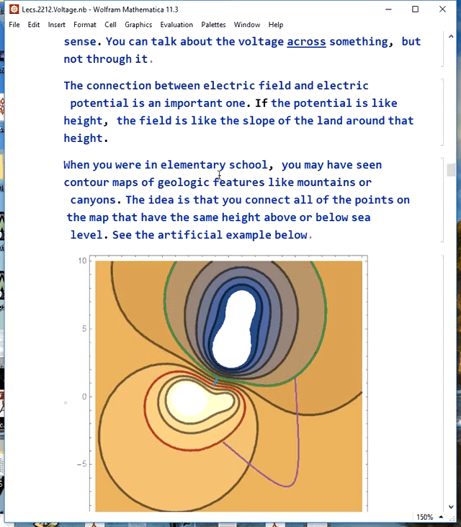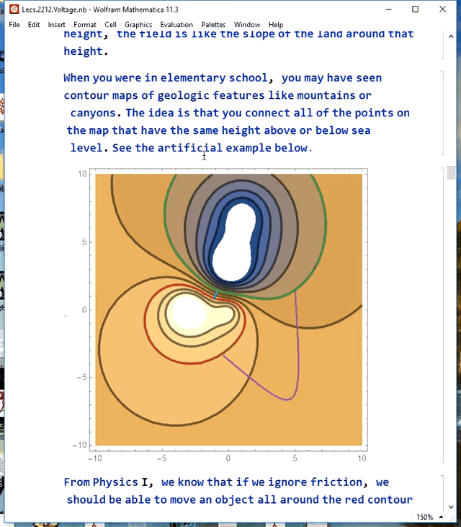Now, the connection between the electric field and the electric potential is very important. If we think of the potential as like height, then field is like the slope of the land around the height, at that height. When you were in elementary school, you probably saw contour maps of geologic features like mountains, canyons, things like that. The idea is all the points on the map that have the same height above or below sea level are connected.